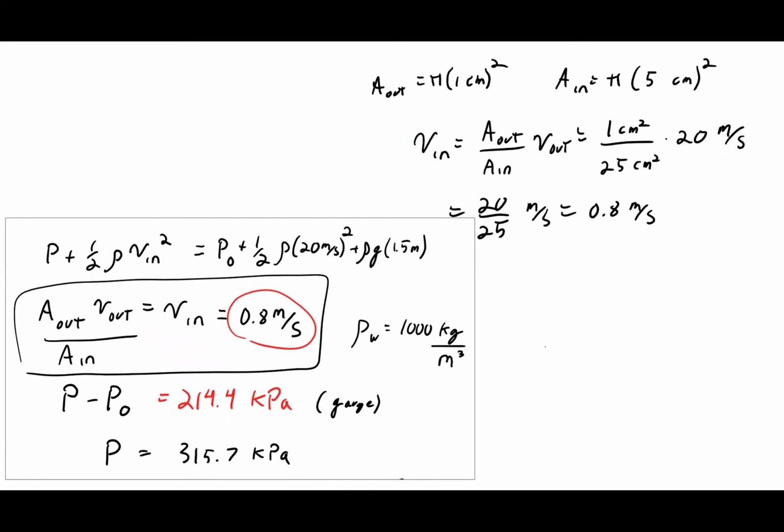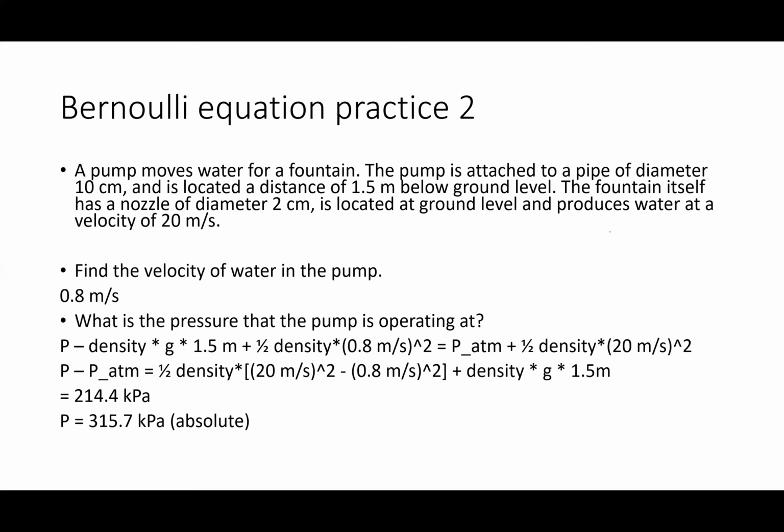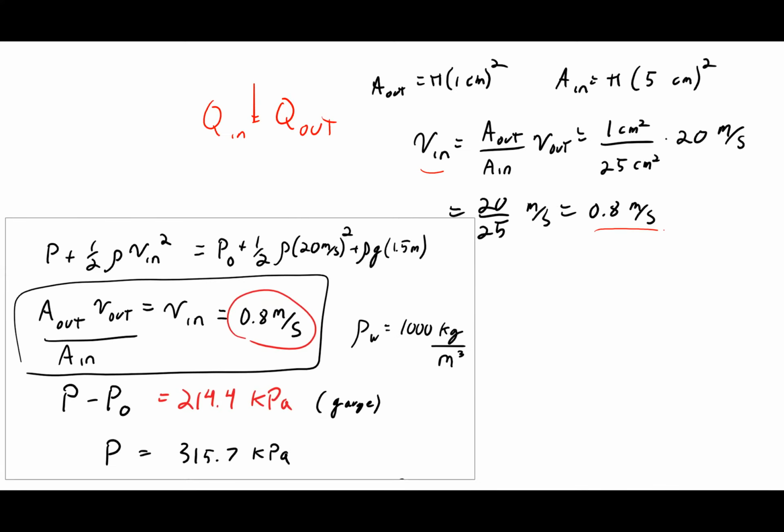So to use the continuity equation, I'm going to say that, right, Q in is equal to Q out. And so the velocity coming in times the area coming in is equal to the velocity out times the area out. And so I can find the velocity leaving the pump or coming into the pipe as the ratio of the areas times the 20 meters per second. And so that's going to end up being 0.8 meters per second. So now that I've got the velocity coming in, I can go back to Bernoulli's equation, and now I only have one unknown, which is that pressure.